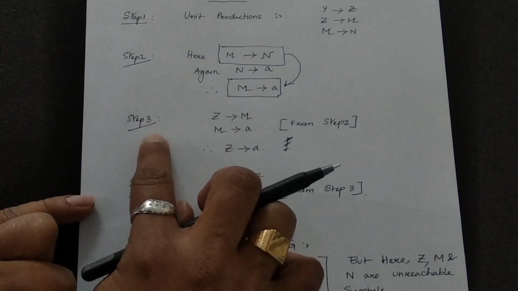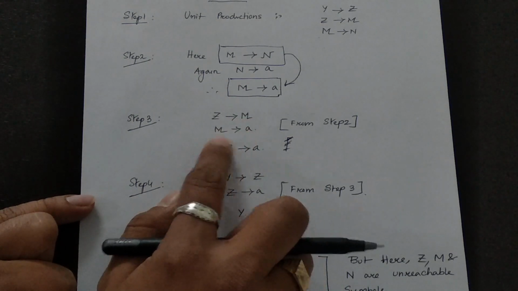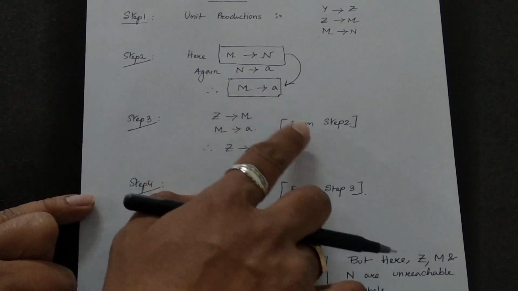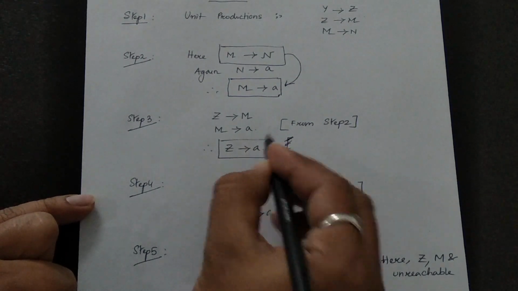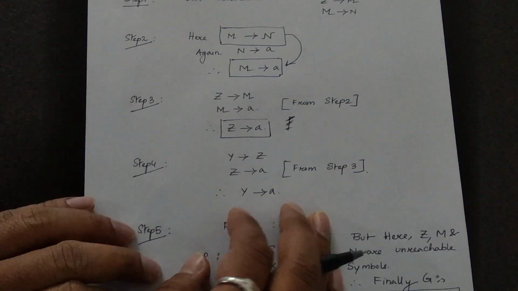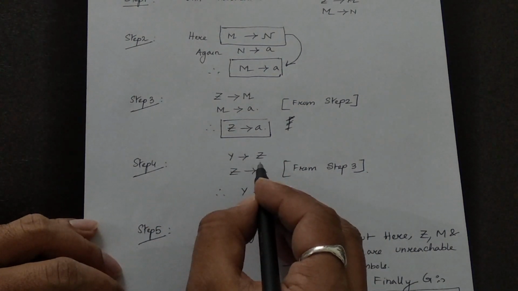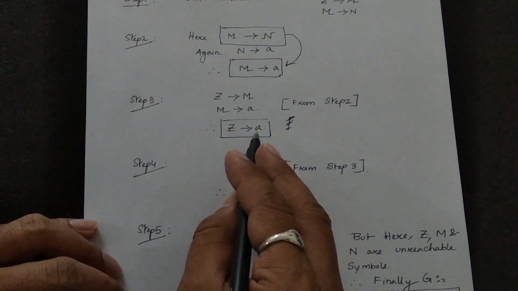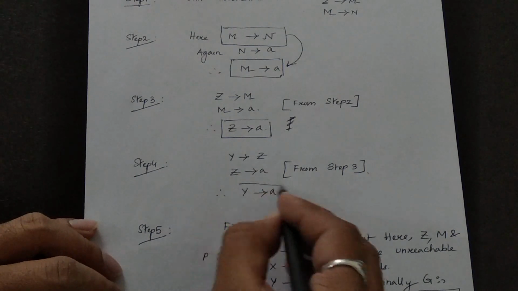Now, step number 3. Z tends to M, capital letter M, is a unit production. M tends to A, right now we found out from step number 2. Therefore, Z tends to A. As simple as that. You might be laughing right now, right? What is going on? It's as simple as that. Okay, now step number 4. Y tends to Z is the third unit production left out. Z tends to A, right now you got it from step number 3. Therefore, Y tends to A. That is your final one.